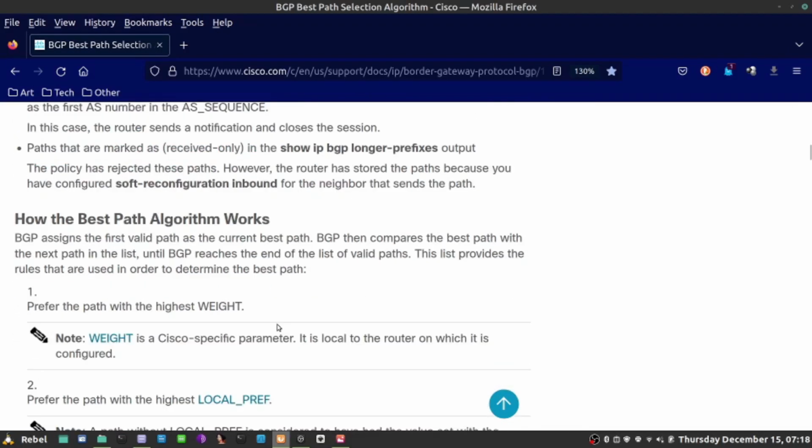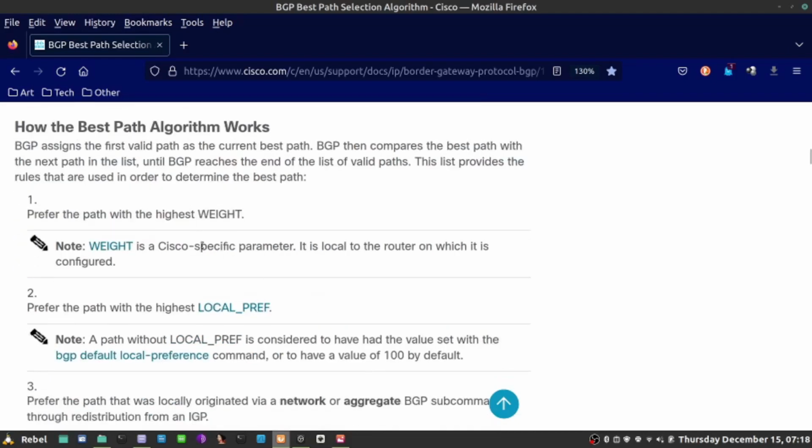What follows is also the best path algorithm. So the router checks them one by one from the top until it finds the best path. If the best path is found, testing the remaining attributes is ignored. So we start off, for example, if the path towards a certain destination comes from two different autonomous systems, let's say, and one value of weight is higher than the other, the value with the highest weight wins.